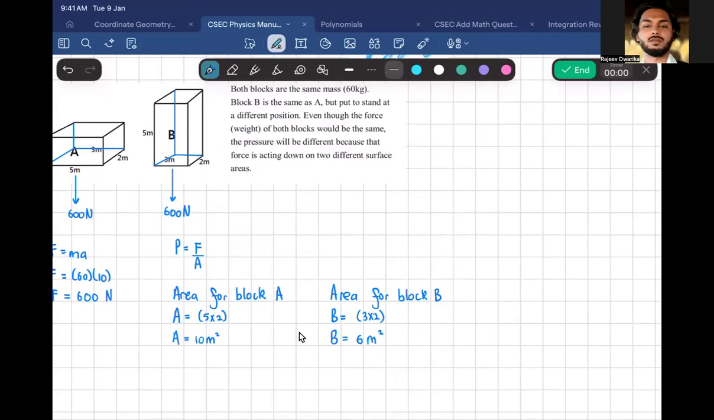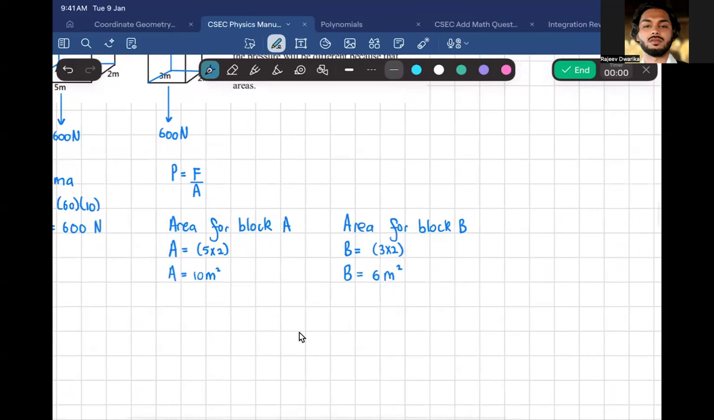What's the relationship between area and pressure? If I decrease the area, what happens to the pressure? It increases. Right. So which one has a smaller area, A or B? Block B. So which one will exert a greater pressure? Block B, right? Good.